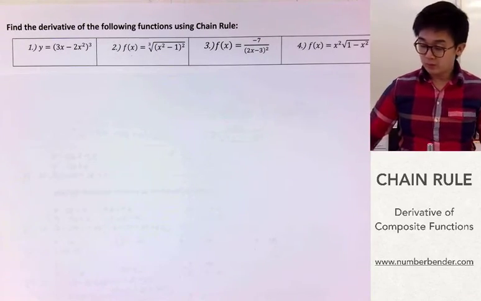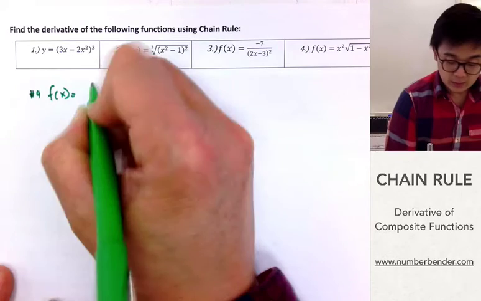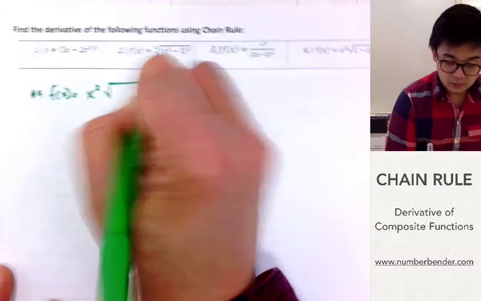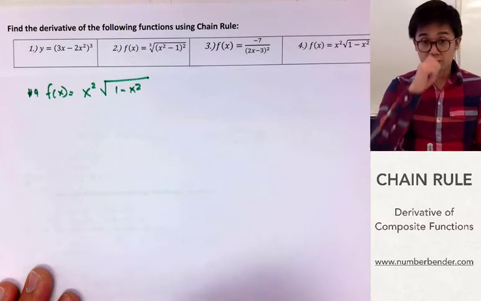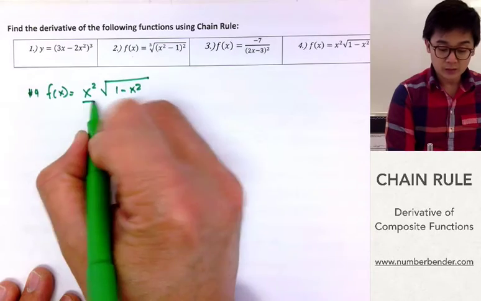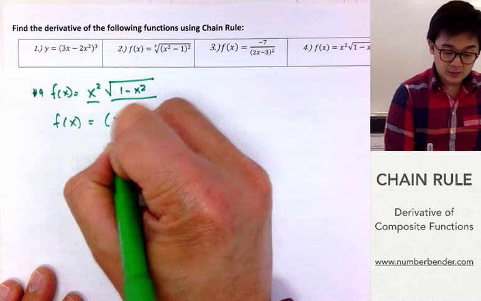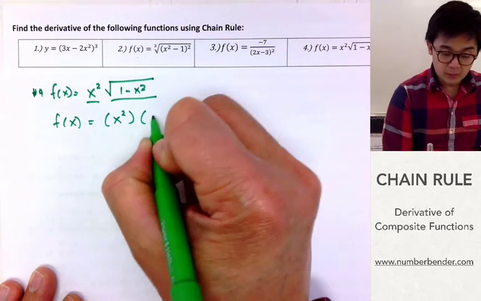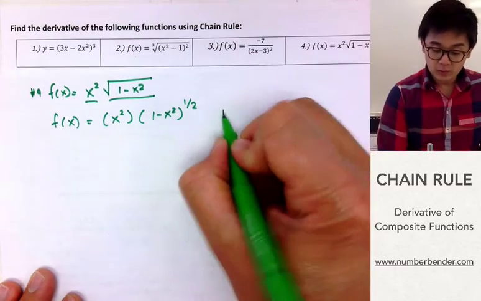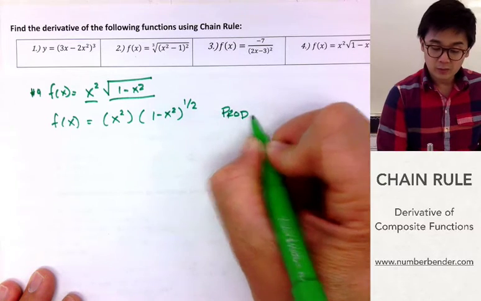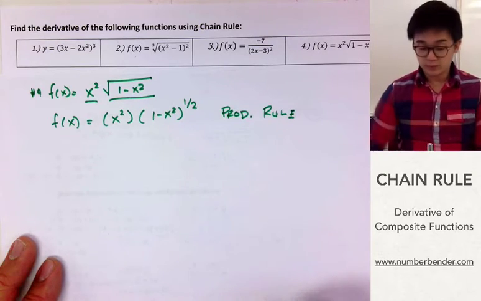Now for problem number 4, we have f of x equal to x squared times the square root of 1 minus x squared. So we have another radical function over here, and we have a product of two functions. So our modified function can be rewritten as x squared multiplied by (1 minus x squared) raised to 1/2. So in this function, we'll be using the product rule to find the derivative of problem number 4.